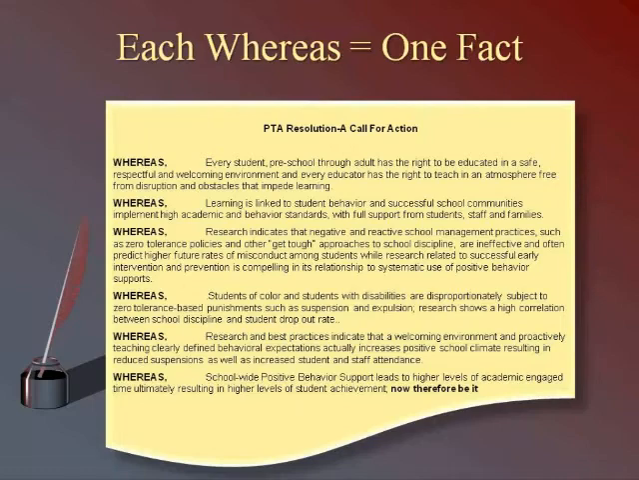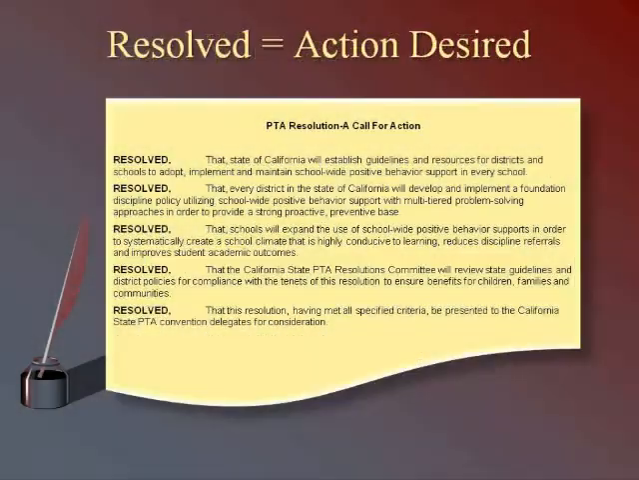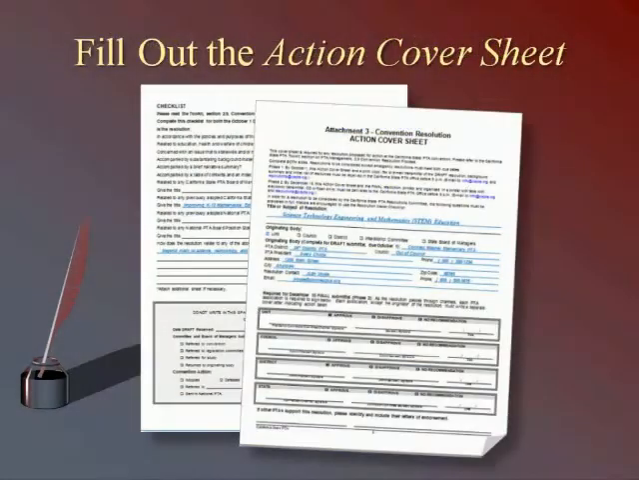Next, list the actions you want the PTA to take to mitigate the problem. These are your resolved statements. A form included in the procedure is the action cover sheet. Complete the portion required for the first submittal. Attach a draft of your whereas, resolves, and background summary to the action cover sheet.